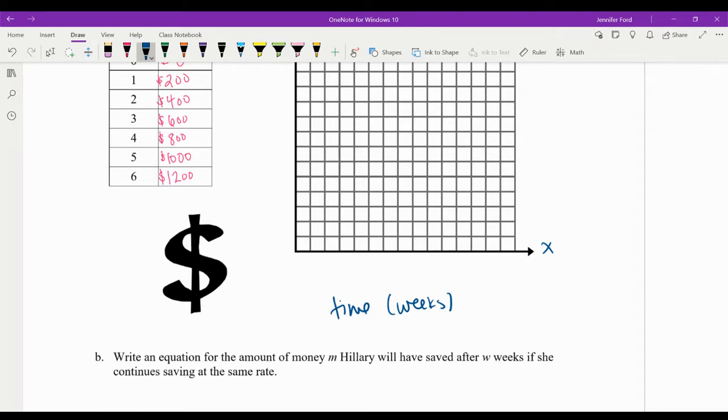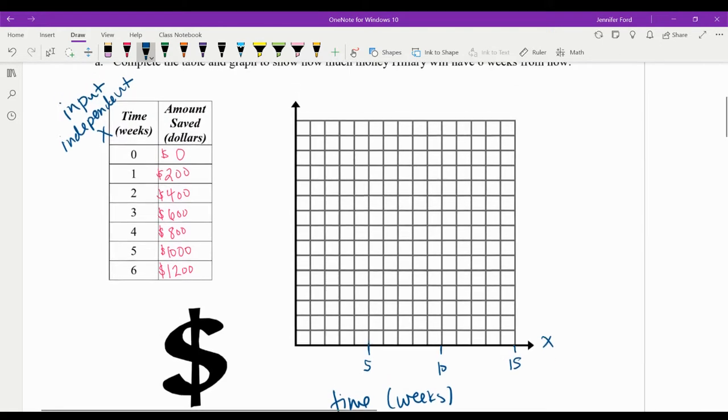So I'm going to make each one 1. So like 1, 2, 3, 4. There's no need to label every one. 5, 6, 7, 8, 9, 10. And I think this is a 15 by 15 grid. 1, 2, 3, 4. Perfect. Okay. So we're not gonna use all of those, but that's okay.